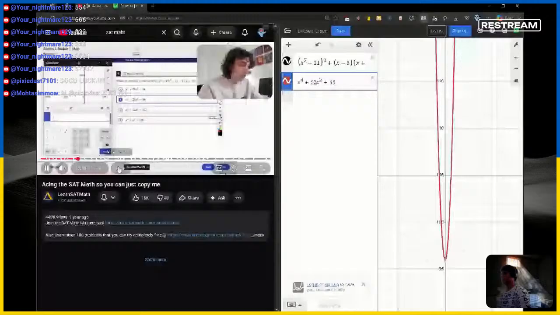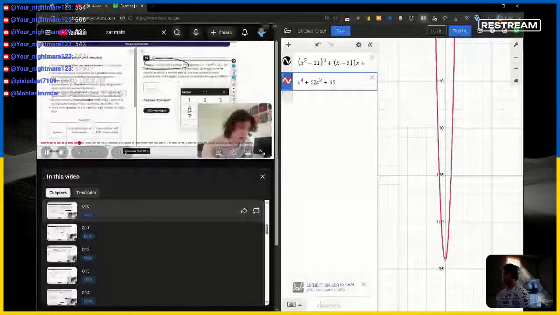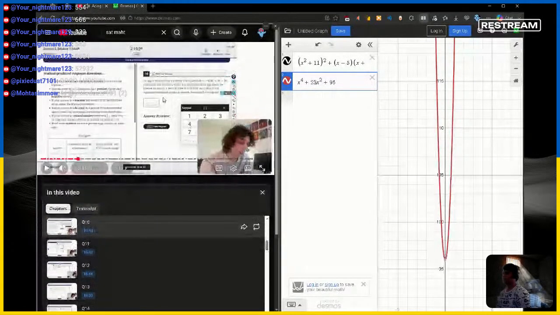Number 10, we're chucking an egg off a roof situation where h is the height of the egg. Yeah, I love throwing an egg from a rooftop. An egg is thrown from the rooftop.